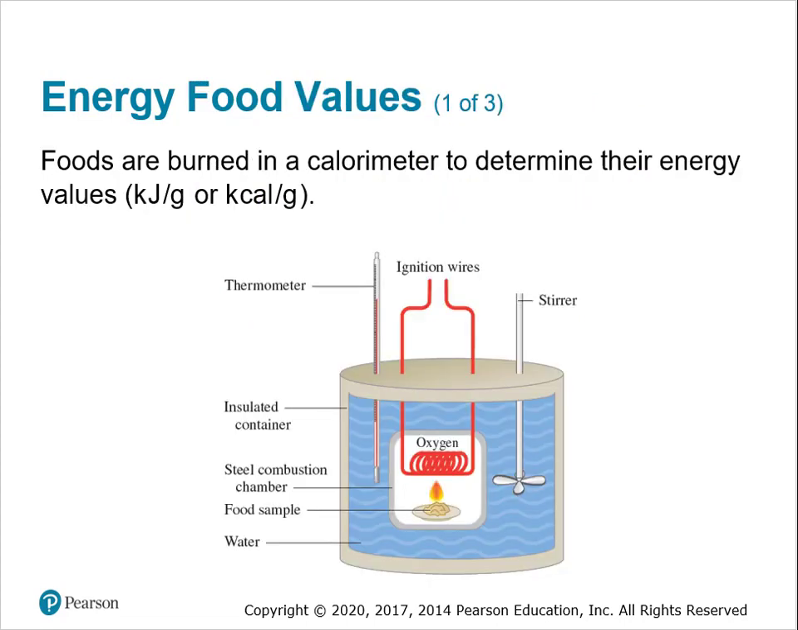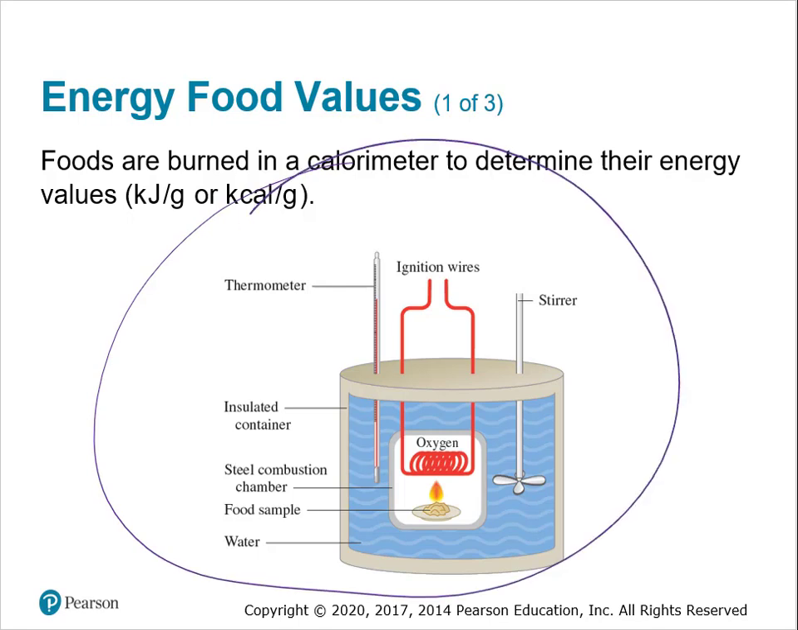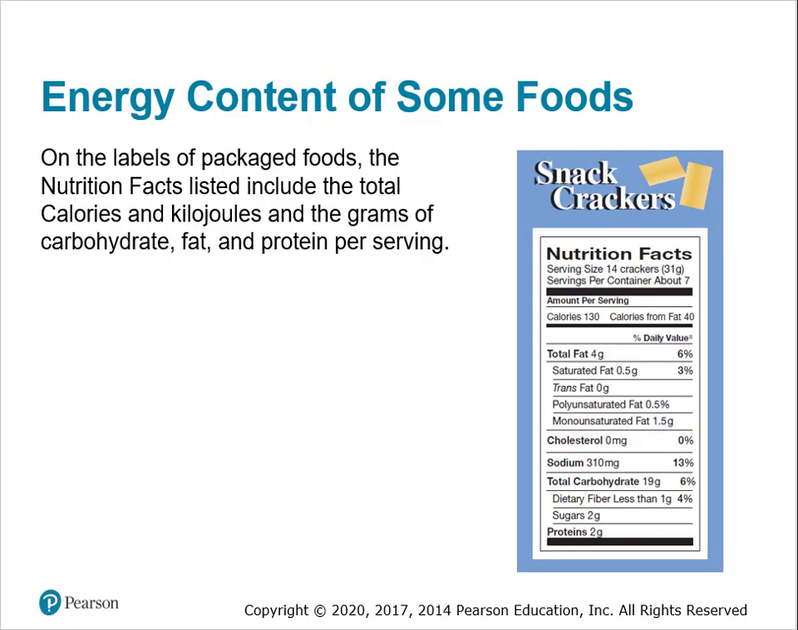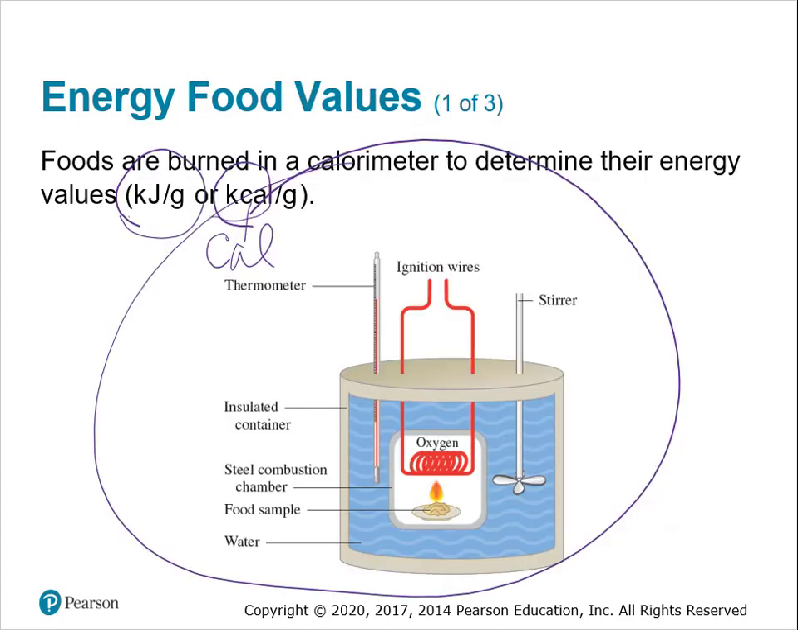Foods are burned in what's called a calorimeter to determine their energy values. So we determine energy values in kilojoules per gram or kilocalories per gram, which remember, kilocalorie is equal to capital CAL, calories per gram. And you've seen food nutrition labels that look like this. For example, the snack crackers, where it says nutrition facts, and it says right here, calories, and it's a capital C. Calories, that capital C, is the same thing as a kilocalorie, because this is a little c.